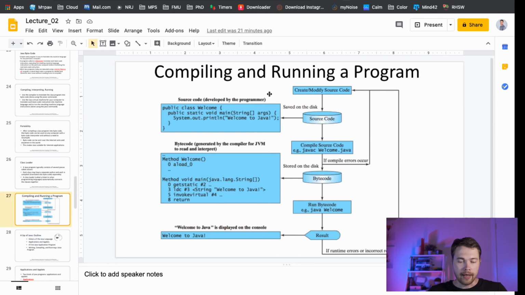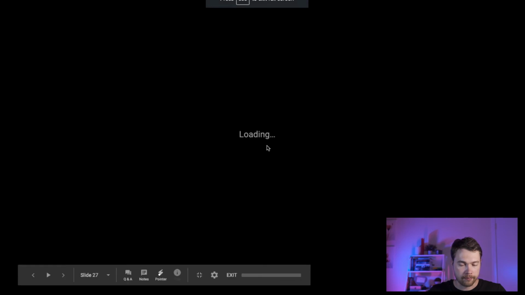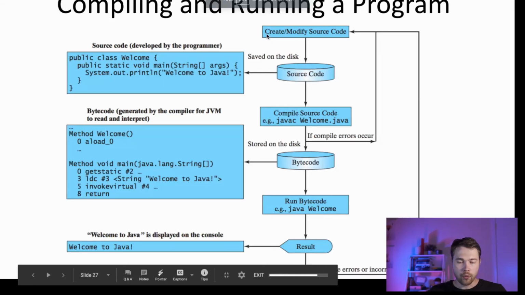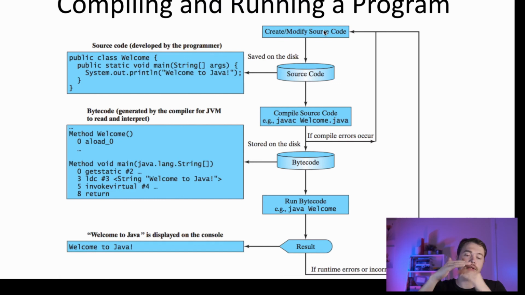That's the last slide for today. Compiling and running the program. Here's what it's going to look like on a general scale. We create and modify the source code. It may look something like this: public class Welcome, public static void main, and then print out Welcome to Java. You don't really have to understand everything here. Just know that it prints out to the console Welcome to Java. That's the purpose of it.